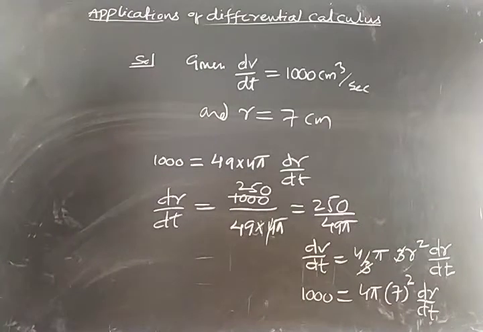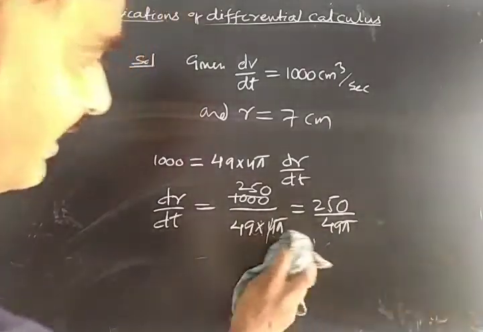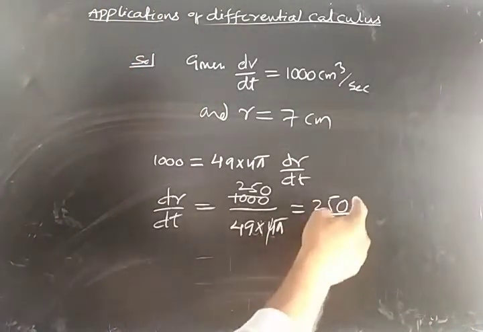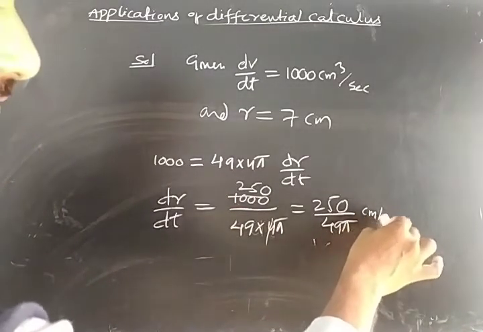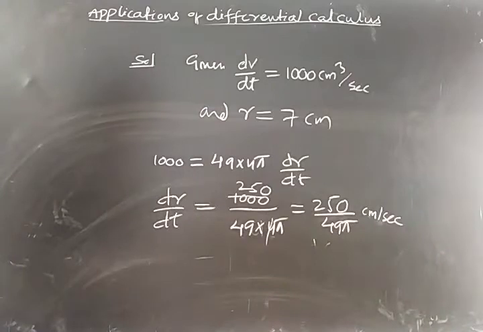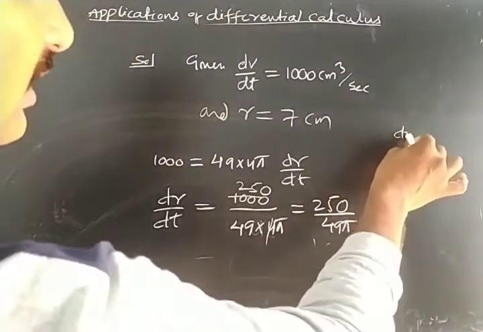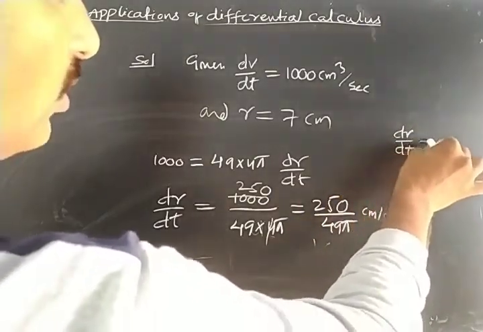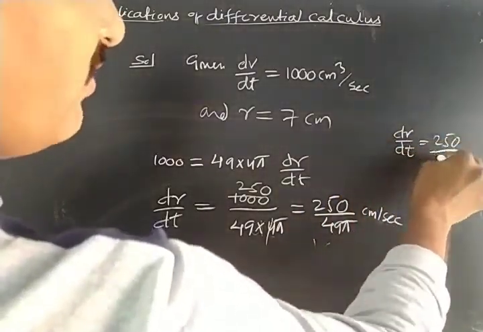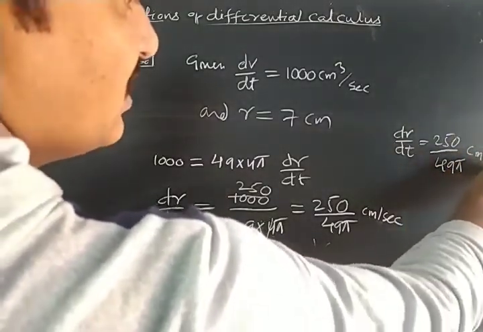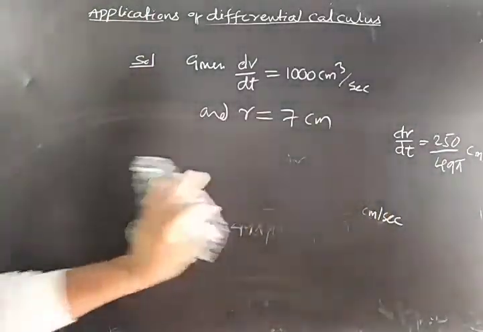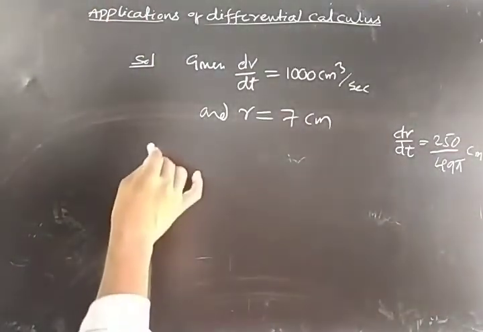This is the rate of change in radius, centimeter per second. Right? Now we are going to find the rate of change in surface area. So we got dr by dt equal to 250 by 49 pi centimeter per second, the rate of change in radius. Now I am going to find the rate of change in surface area.